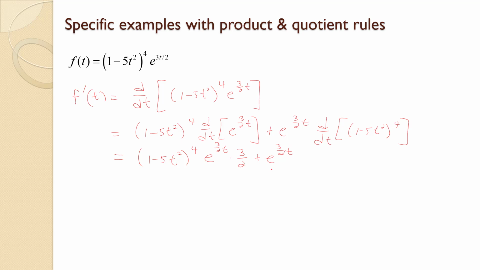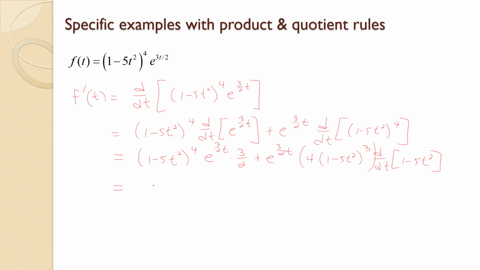So the derivative of 1 minus 5t squared raised to the 4th power, that's composition. So I need the chain rule. That would then be the derivative of the outside. General power rule. I have 4 the power. 1 minus 5t squared, the base. I raise it to the 3rd power, 1 less than before. I then multiply it by the derivative of the inside, 1 minus 5t squared.